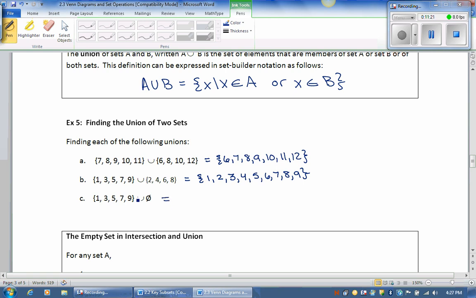And then the next one is this first set union the empty set. So you still have to take the elements in the first set, and since there are no elements in the second set, you're just going to leave it at the first set. So those are pretty simple.